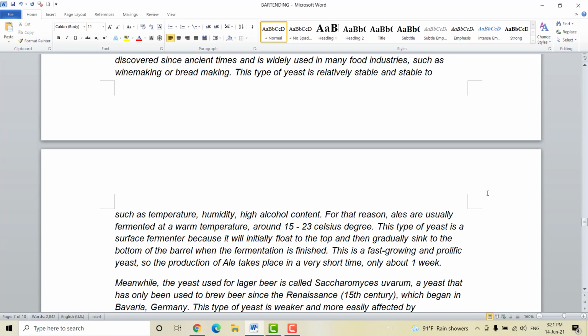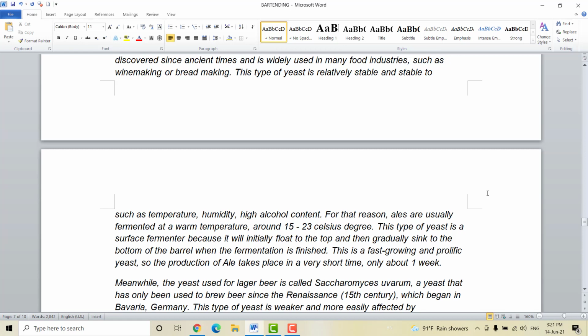This type of yeast is a surface fermenter because it will initially float to the top and then gradually sink to the bottom of the barrel when the fermentation is finished. This is a fast-growing and prolific yeast, so the production of ale takes place in a very short time, only about 1 week.